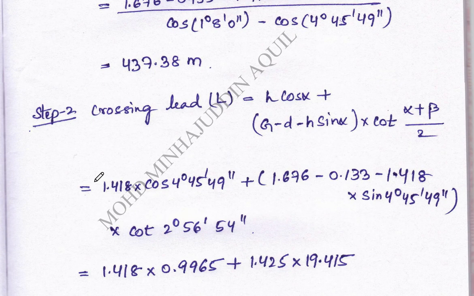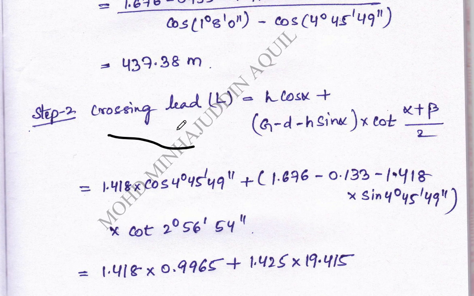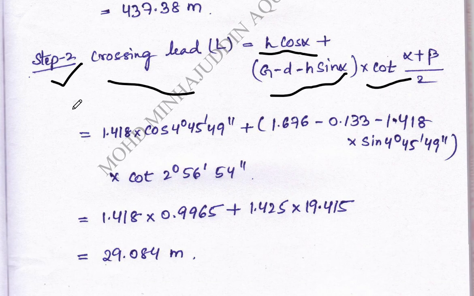Next, moving towards the next step, step 2. In this we are calculating curve lead, crossing lead capital L, by the formula h cos alpha plus g minus d minus h sin alpha into cot of alpha plus beta by 2. This is the formula to calculate capital L. By this, step 2 is completed. We will get the value of crossing lead capital L.